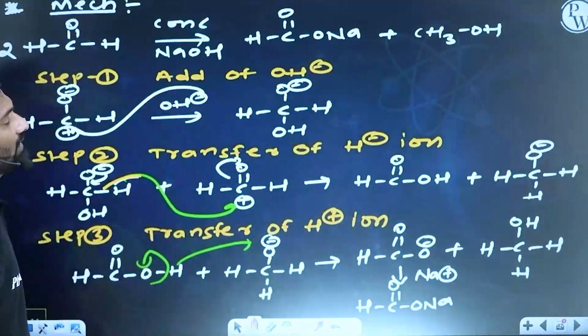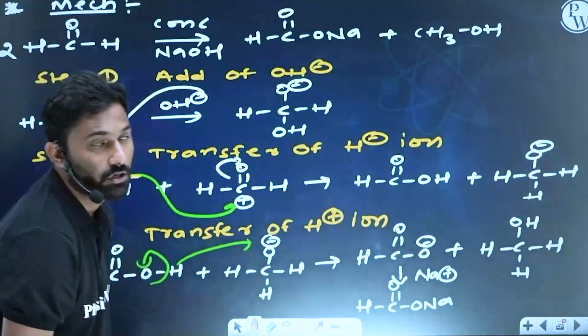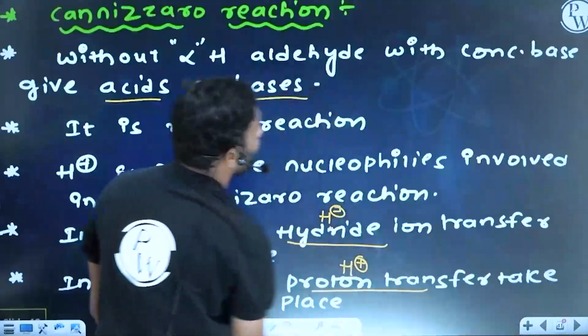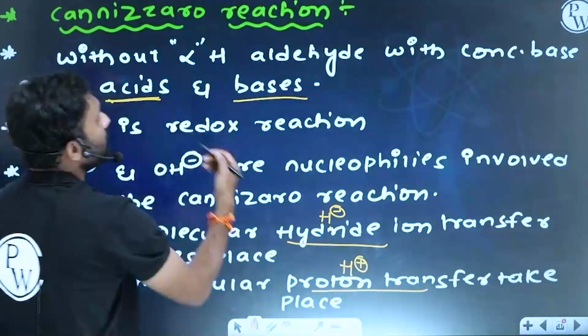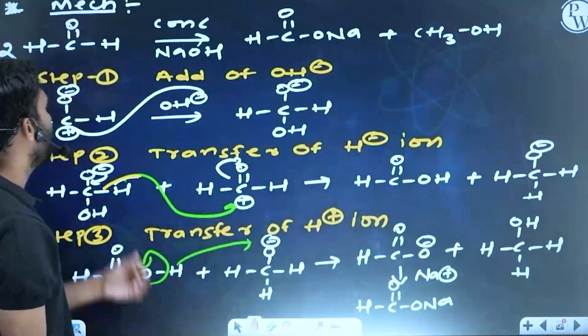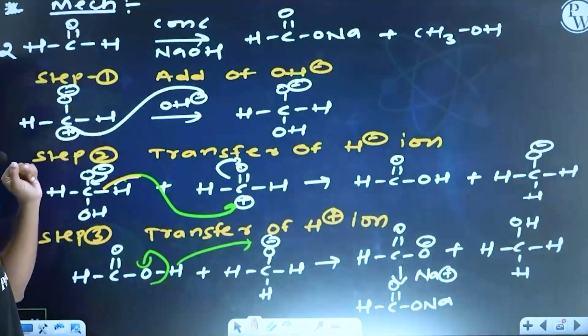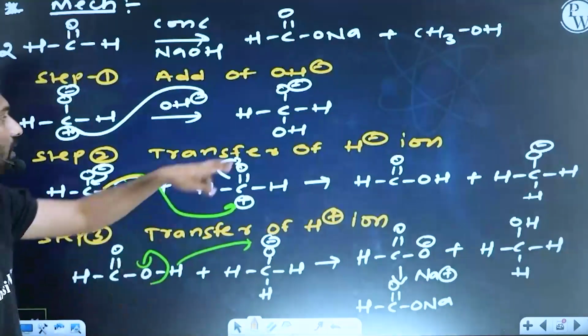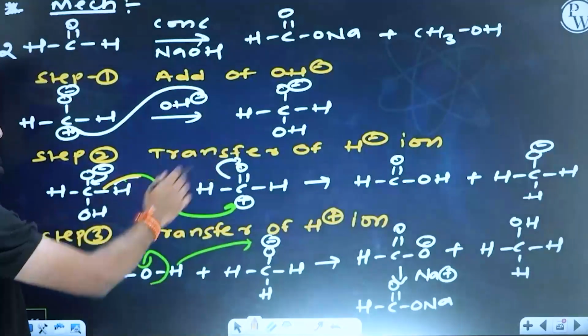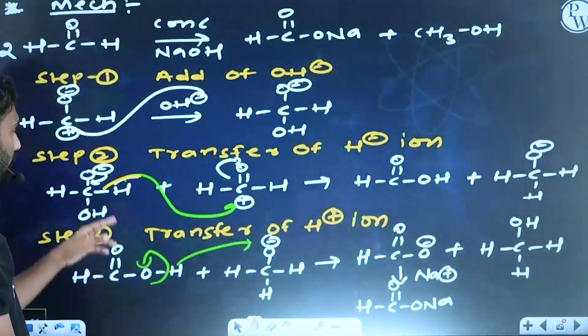What are we getting? We are getting salt plus acid, salt plus alcohol. Here we are getting acid plus base salt. Now first the addition of OH will take place and it will give this compound. Next, transfer of hydride, H minus ion, will take place.